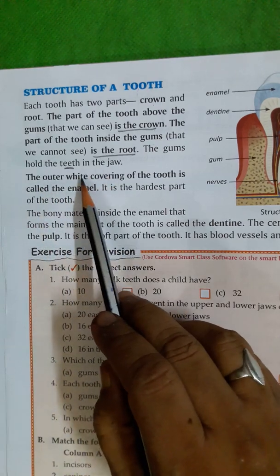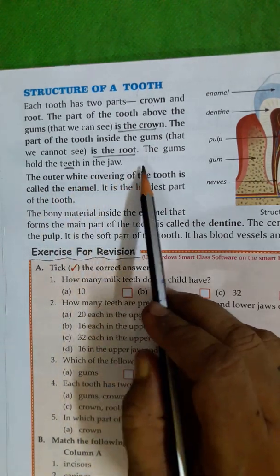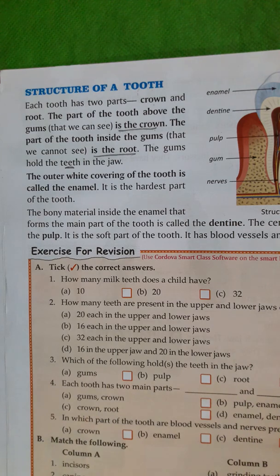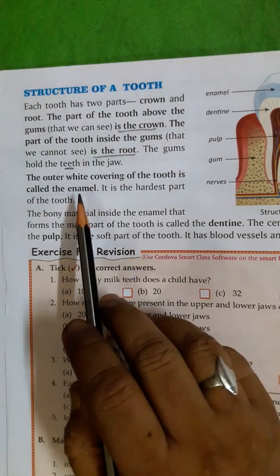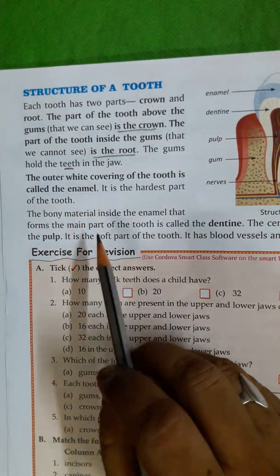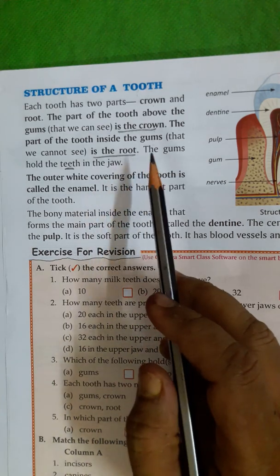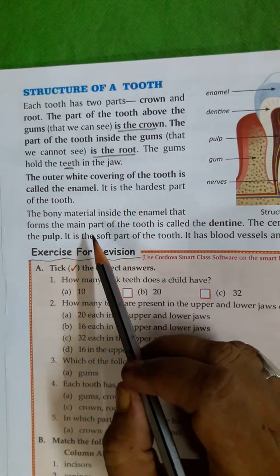Well, now come back to the paragraph again. The portion which is above the gum is the crown. The portion inside the gum is the root. Root we cannot see, crown we can see. The portion we see in our mouth, the teeth that we see, are the crown.